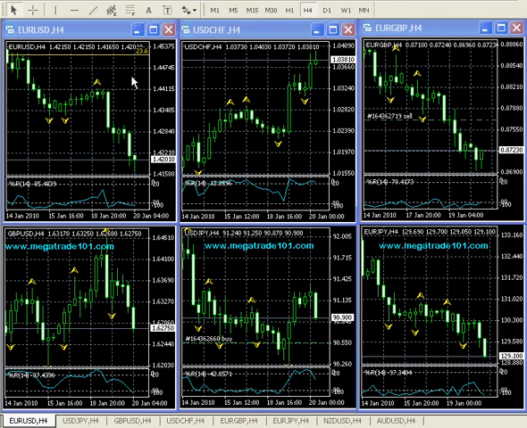Here we have 6 4-hourly charts of the euro, the Swiss franc, the cross rate euro pound, the euro yen, the dollar yen, and the British pound. As you can see here, let's start off with the euro.